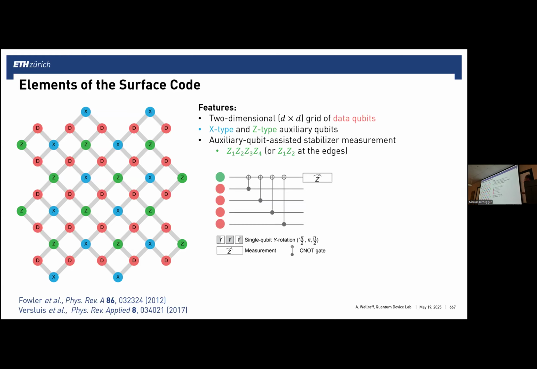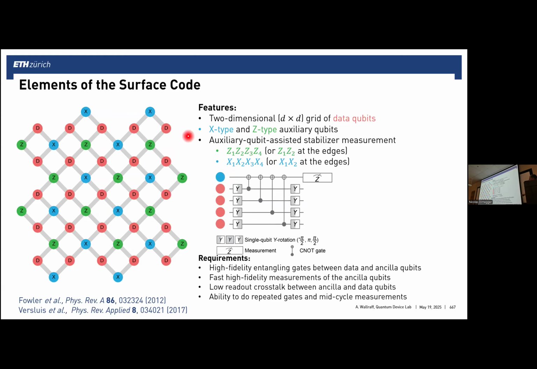Okay, and then the same thing you need to do in the X basis, so in the superposition basis. You essentially do the same thing with the blue auxiliary qubits, and you just measure the data qubits in a basis that is rotated by 90 degrees. So rather than measuring it in the Z basis, you measure it in the X basis in the same way. And this essentially tests for the parity in the superposition space.